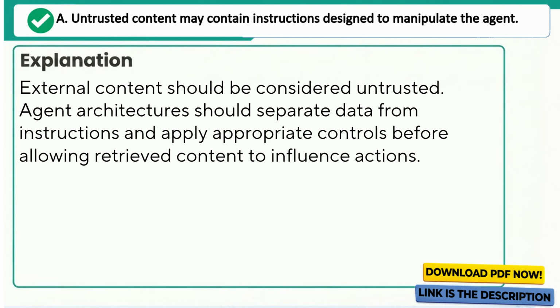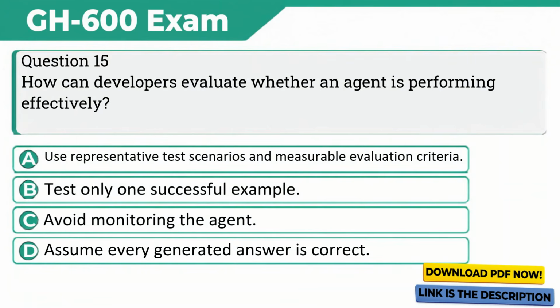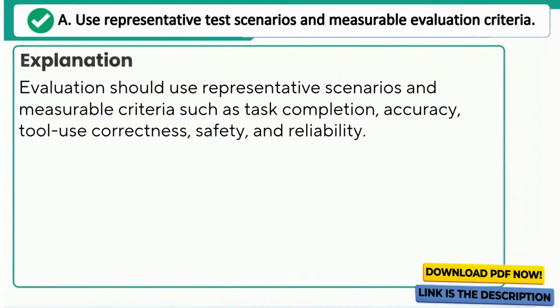Explanation. External content should be considered untrusted. Agent architectures should separate data from instructions and apply appropriate controls before allowing retrieved content to influence actions. Question 15. How can developers evaluate whether an agent is performing effectively? A. Use representative test scenarios and measurable evaluation criteria. B. Test only one successful example. C. Avoid monitoring the agent. D. Assume every generated answer is correct. Correct answer. A. Use representative test scenarios and measurable evaluation criteria.